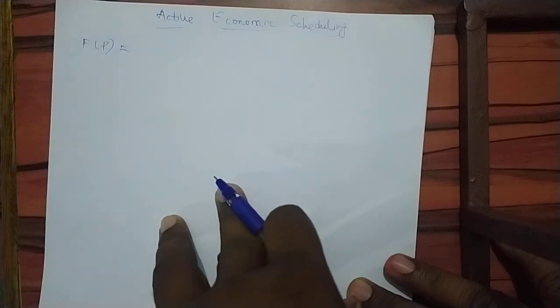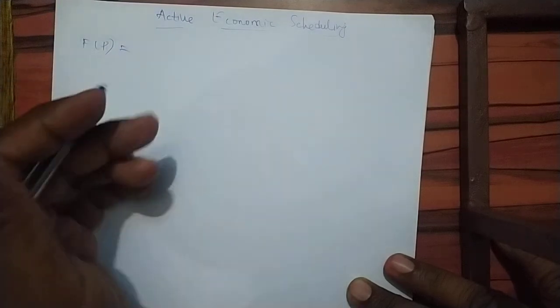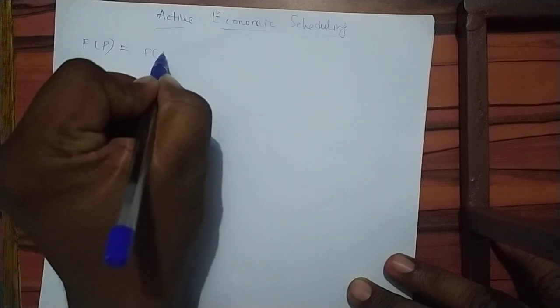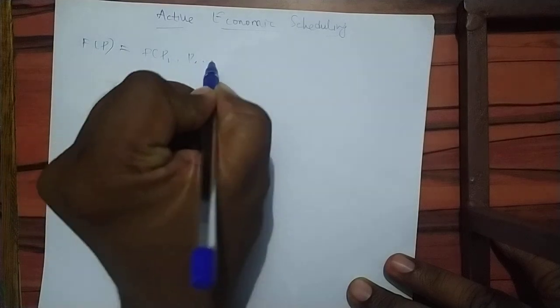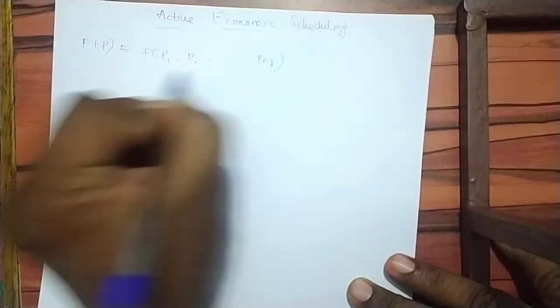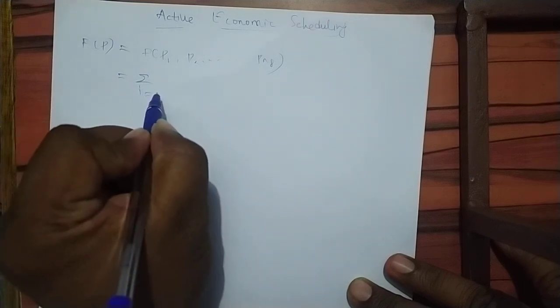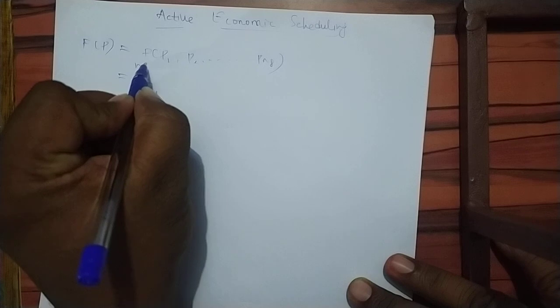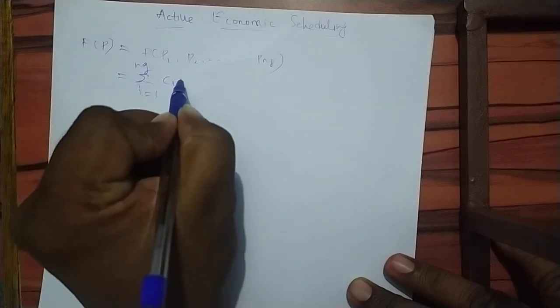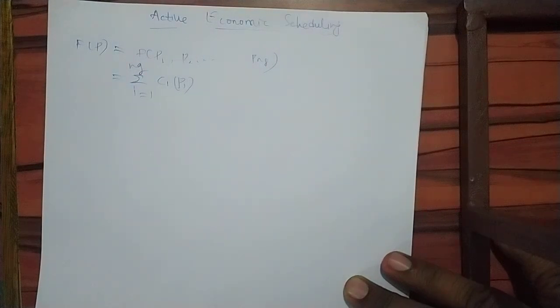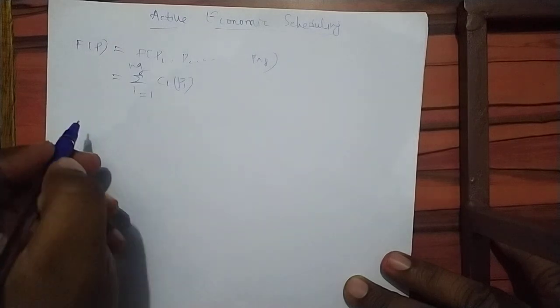The fuel cost or total generation cost is given by, already we have taken the expression F of P1, P2, and so on up to PNG. So you can write that as the summation of i equal to 1 to NG of Ci of Pi. Here Ci is the cost of fuel per unit, and Pi is the generation.